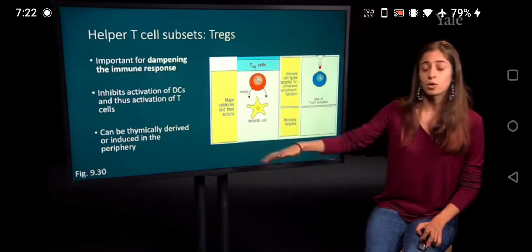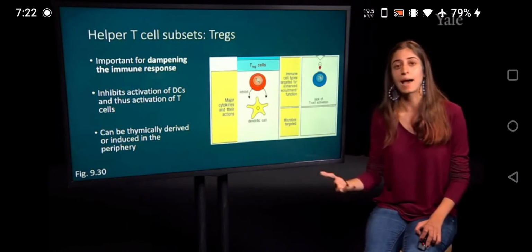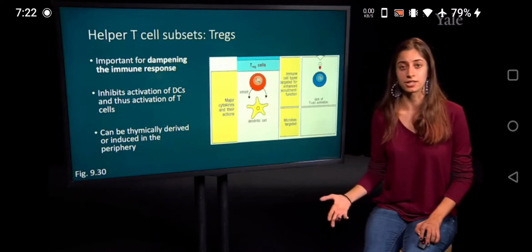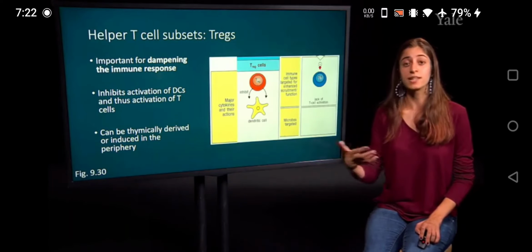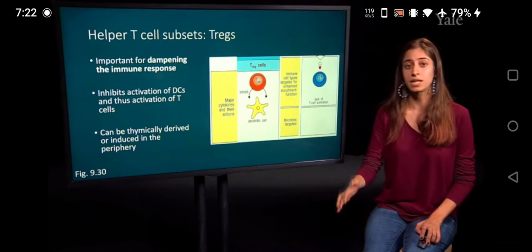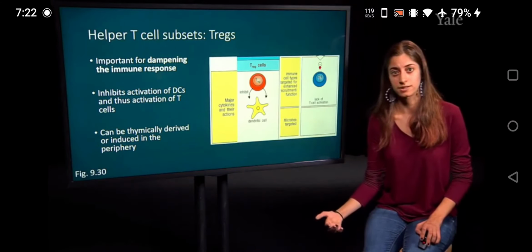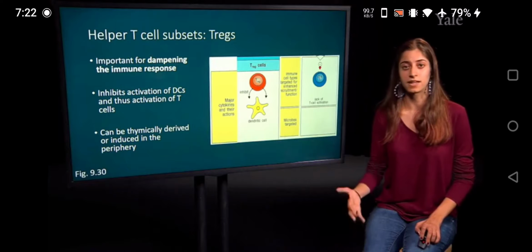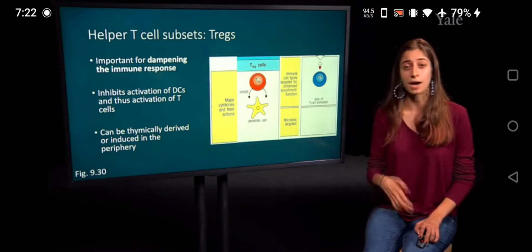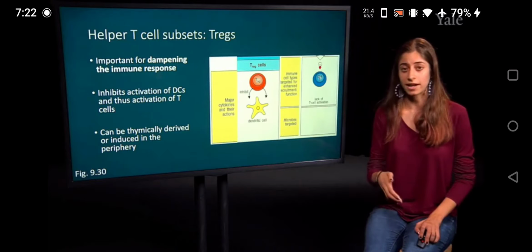That means that if a self-reactive T cell is not deleted during development and it's found to be in circulation after the fact, these T cells can then be induced to become T regulatory cells. That means that if they see a self-antigen, they'll ensure that the immune response is not mounted as a result of recognizing self instead of a foreign pathogen.